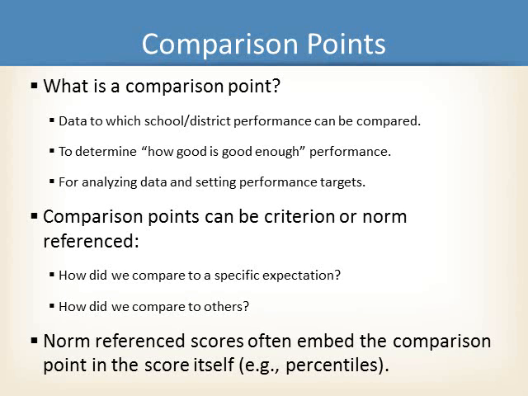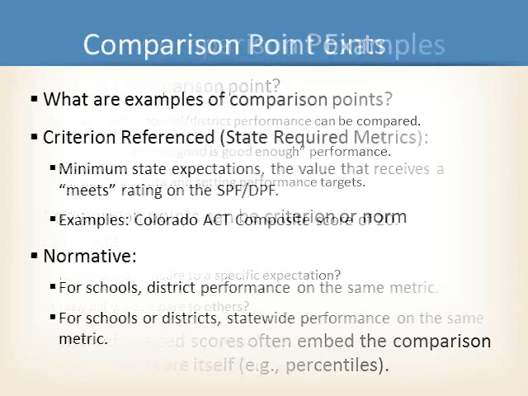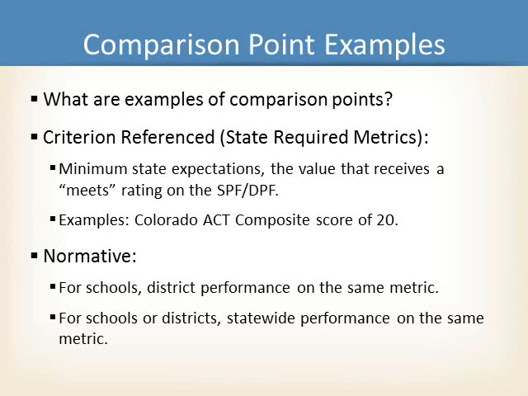Sometimes scores embed a norm-referenced comparison within the score itself. This is the case with percentiles. A percentile score of 65 tells us that the student scored better than 65% of the other students who took the test. Here are some examples of comparison points. Criterion-referenced comparison points for state-required metrics include the minimum state expectations, or the value that receives a meets rating on the SPF or DPF. For example, a Colorado ACT composite score of 20. Norm-referenced comparison points for schools can include the district or statewide performance on the same metric.